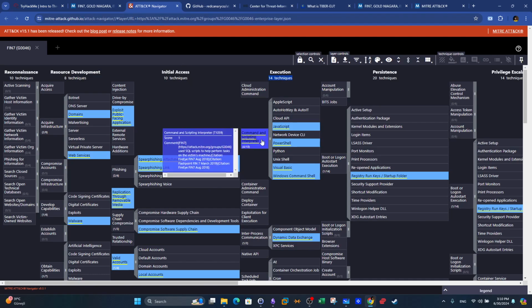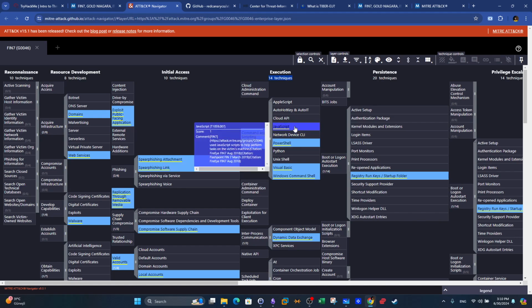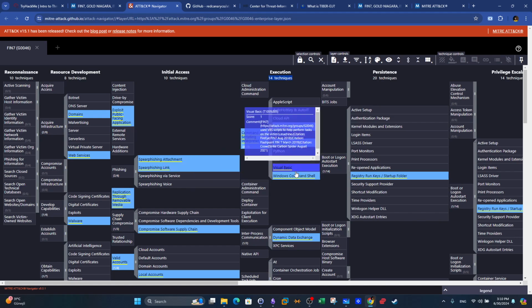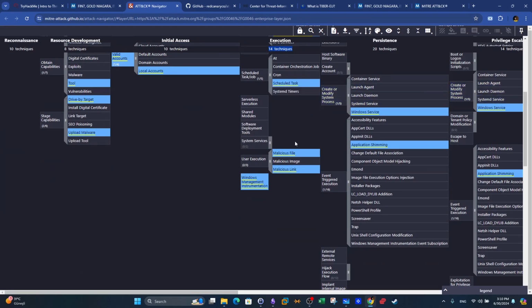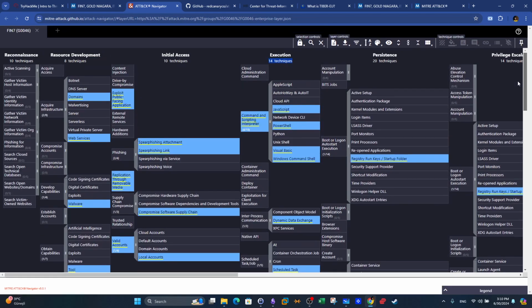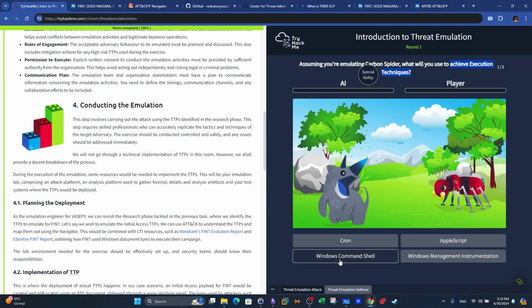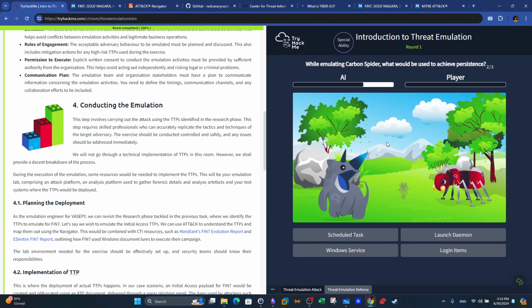Command and scripting interpreter. Okay, JavaScript doesn't exist. PowerShell, Visual Basic, Command Shell exists. Scheduled task, malicious file, and link, they don't exist. So we only have Windows Command Shell. While emulating Carbon Spider, what will be used to achieve persistence?